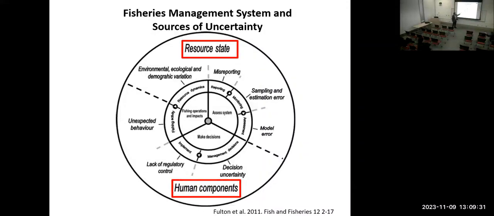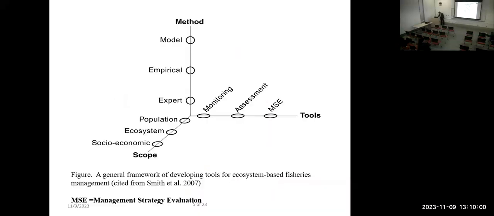If you are sure about a stock status, of course you can manage in a better way and minimize the likelihood of overfishing the population. Yet, if you made a big mistake in your assessment, you're likely going to make a wrong decision. You either overuse or underuse the resources. So all the research that we'll be doing here is to try to reduce those uncertainties from different sources. That's the key.